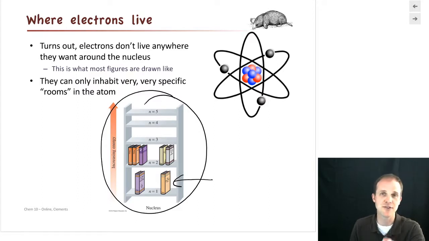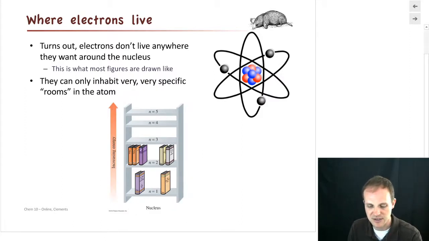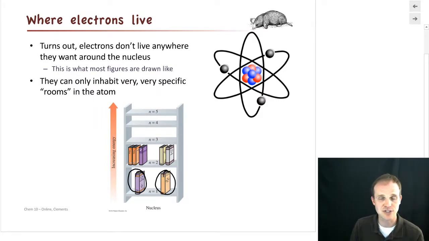If we tried to hover that book just a little above that first shelf and we let go, the book would fall down to the actual shelf, because it can't exist in between two shelves. A book can only exist on a particular bookshelf. Well, it turns out electrons are pretty similar. They're like the books. They can only exist on individual shelves. They can't exist in between those shelves.